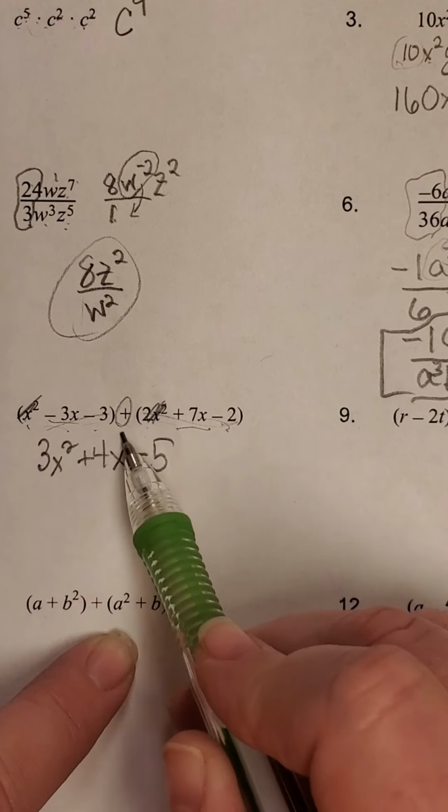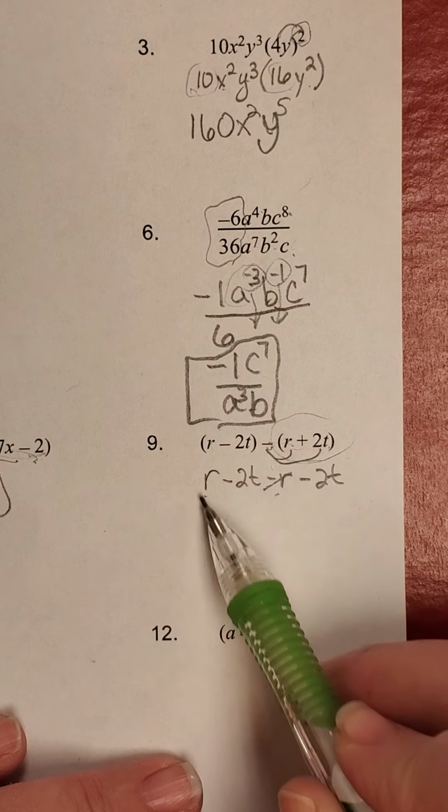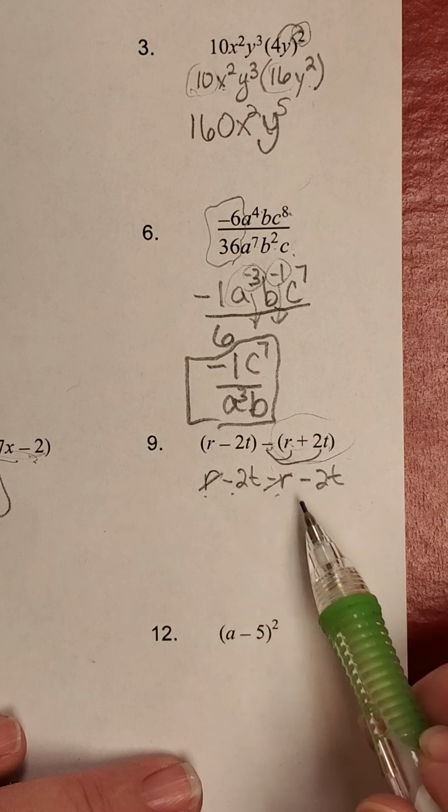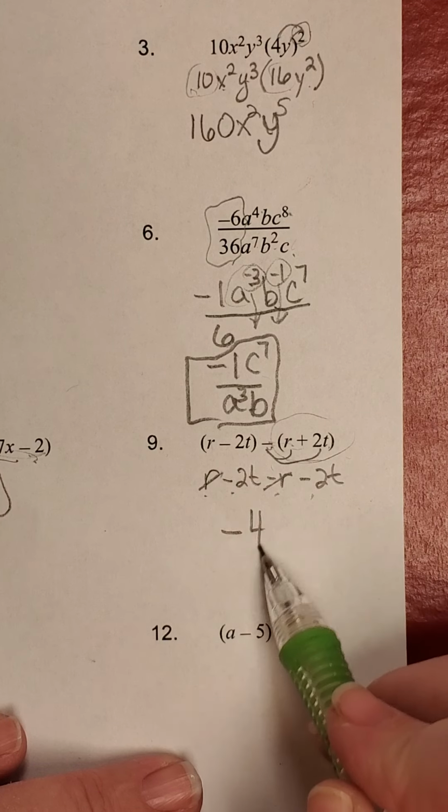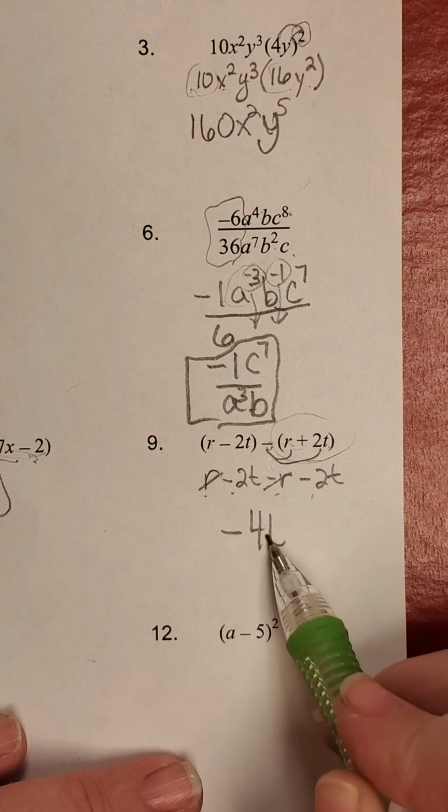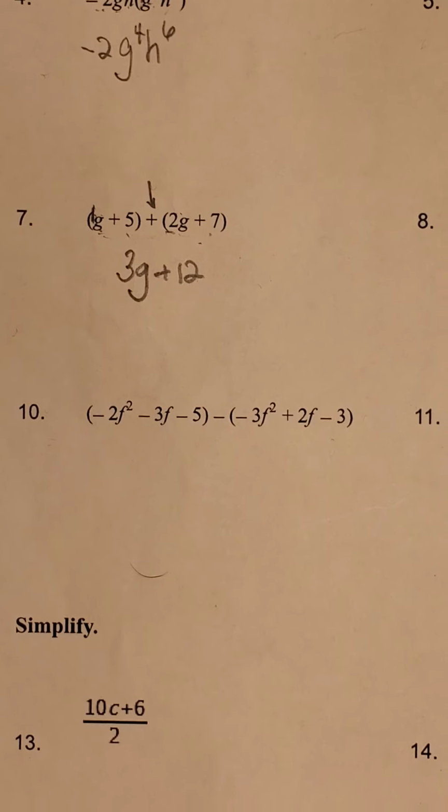And that's it. Okay? Over here, we are subtracting all of this. That means we're subtracting r, we're subtracting 2t. So we can distribute this negative to each one of them. So r minus 2t minus r minus 2t. So r minus r are going to cancel each other. And then negative 2t and a negative 2t give you a negative 4t. And that's your answer.